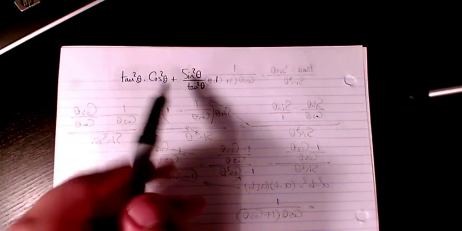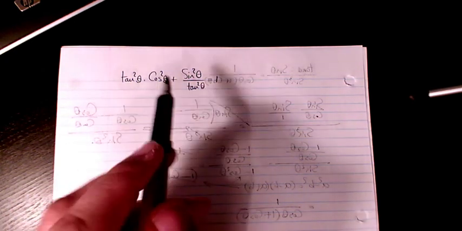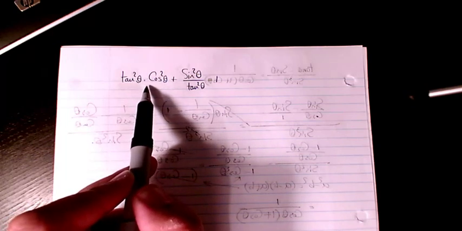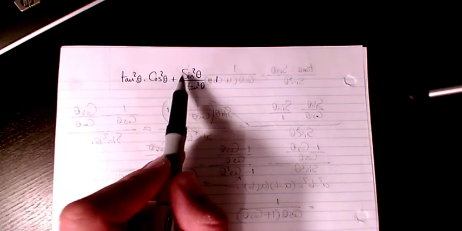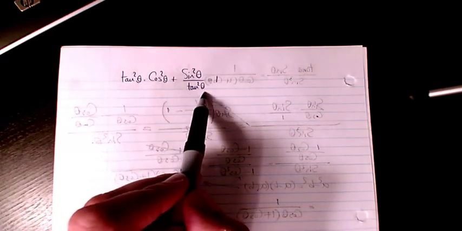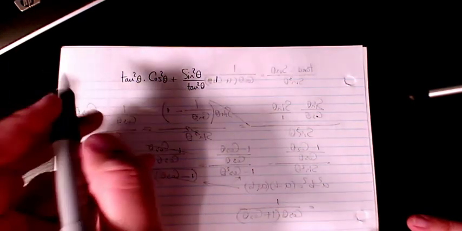In this video I want to show you the trig identity proof. So here we have tan squared theta times cosine squared theta plus sine squared theta divided by tan squared theta equals 1. So we start on the left hand side obviously.